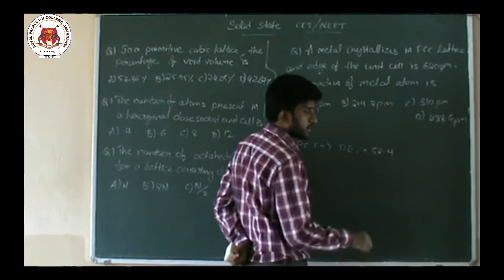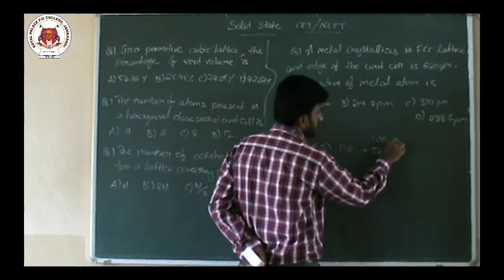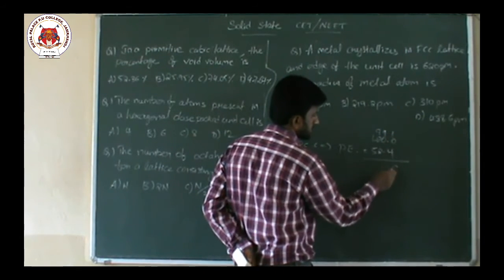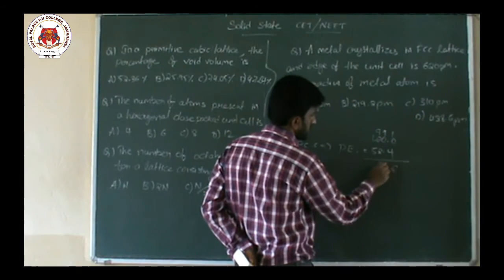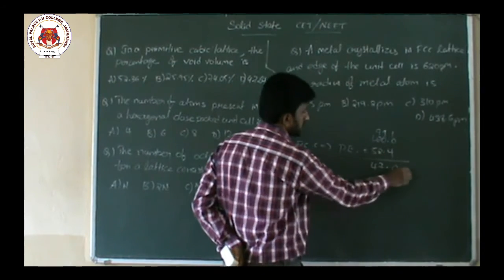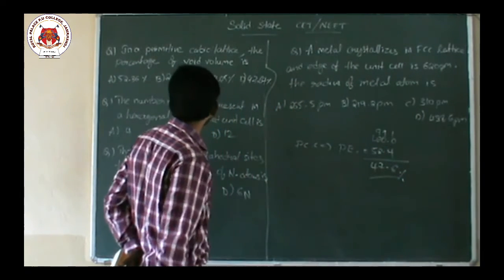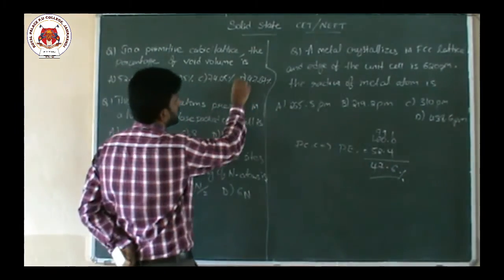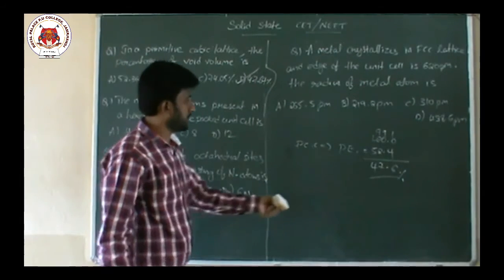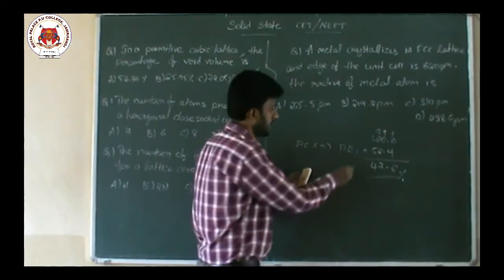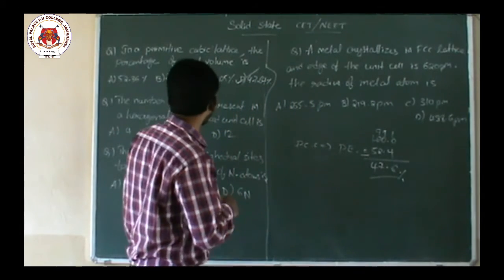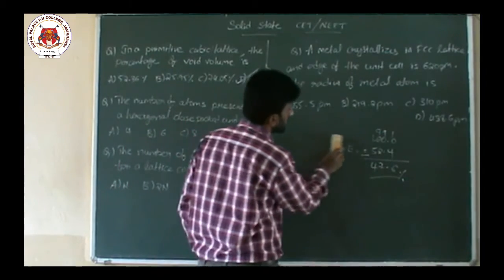52.4%. So what you need to do is take 100 minus 52.4, which is 47.6%. Okay. So what is the option here? 47.6%. So the empty space will be equal to 100 minus occupied space, 52.4%. So the option is D. Next.